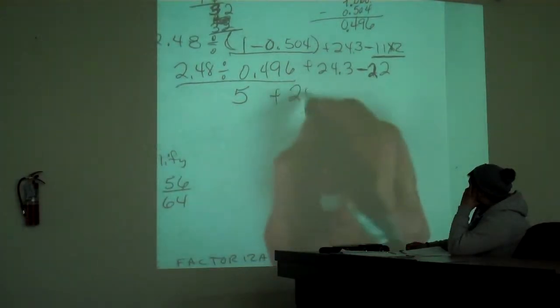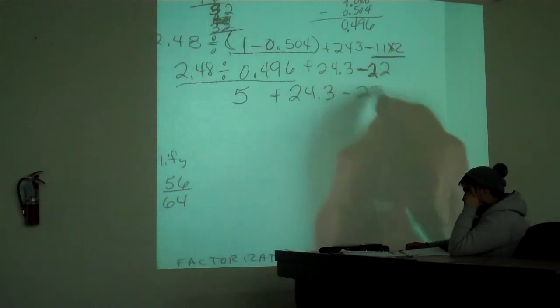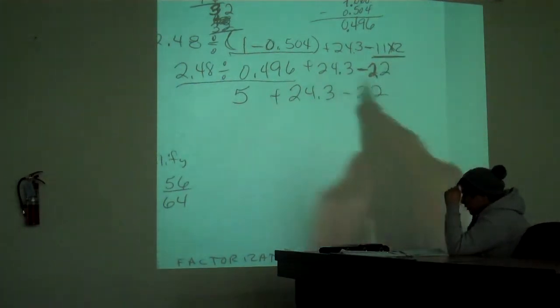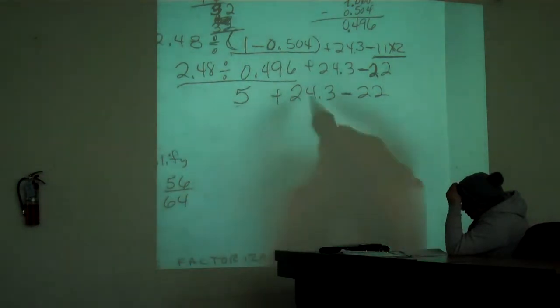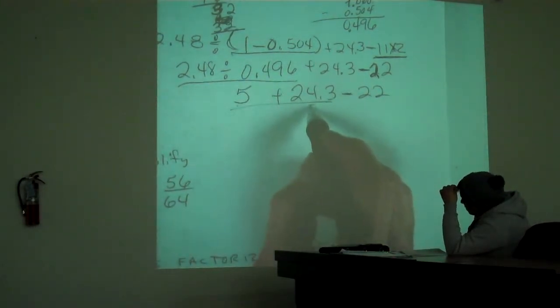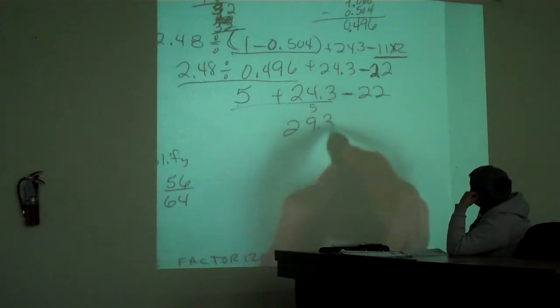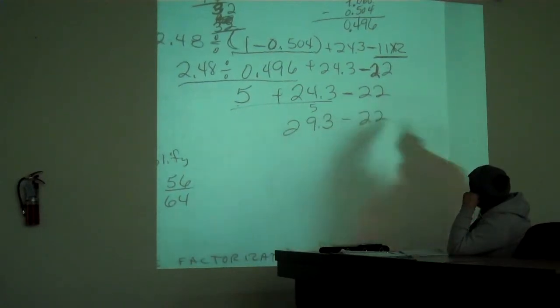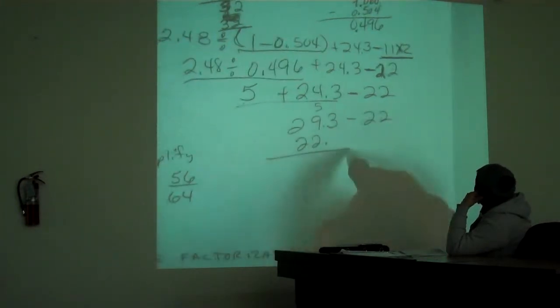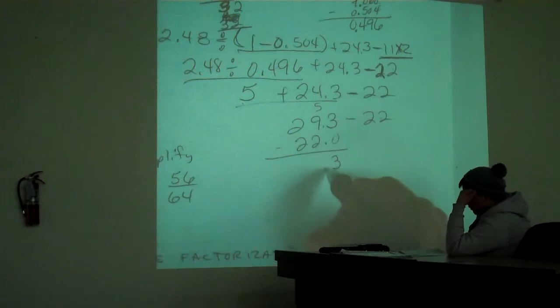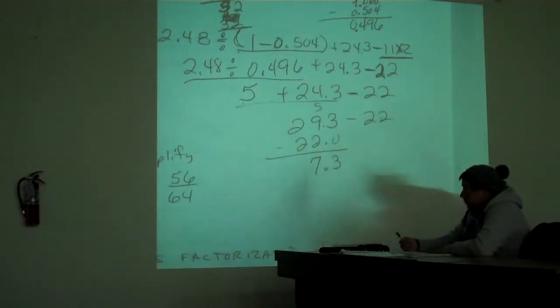Bring the rest down. The multiplication is already done. So now we have just add and subtract from left to right. Add 5 to this is 29.3. Subtract 22. 7.3. So line up the decimals to subtract it. That would be 3 minus 0. So 7.3.